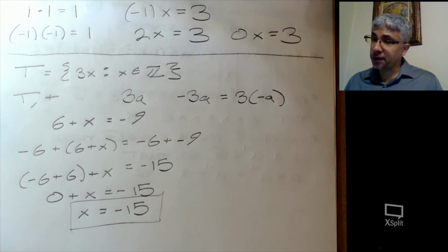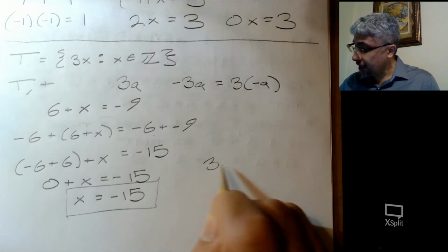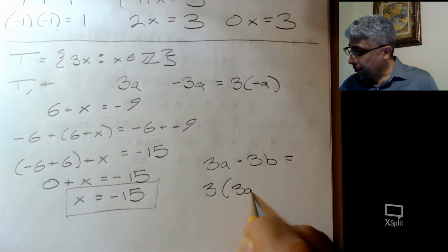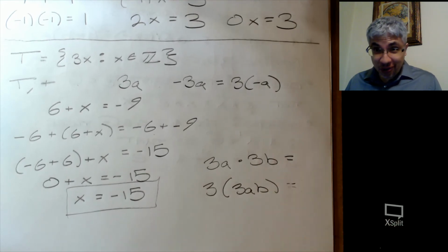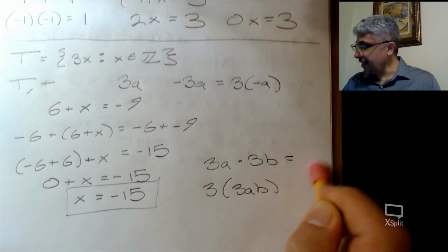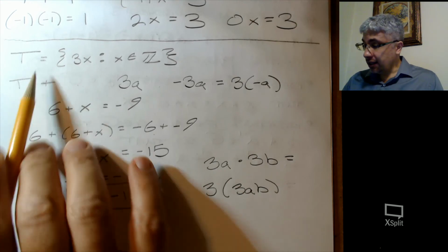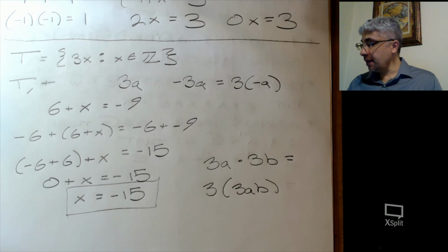Notice that T under multiplication is not going to be a group. Now it is true that if you multiply two multiples of 3, you get a multiple of 3, because if you take 3a times 3b, that's equal to this, which is clearly a multiple of 3. So since this is a multiple of 3, it's a binary operation that takes in two elements and spits out an element. We stay inside T: it takes in elements of T, and it gives us elements of T.